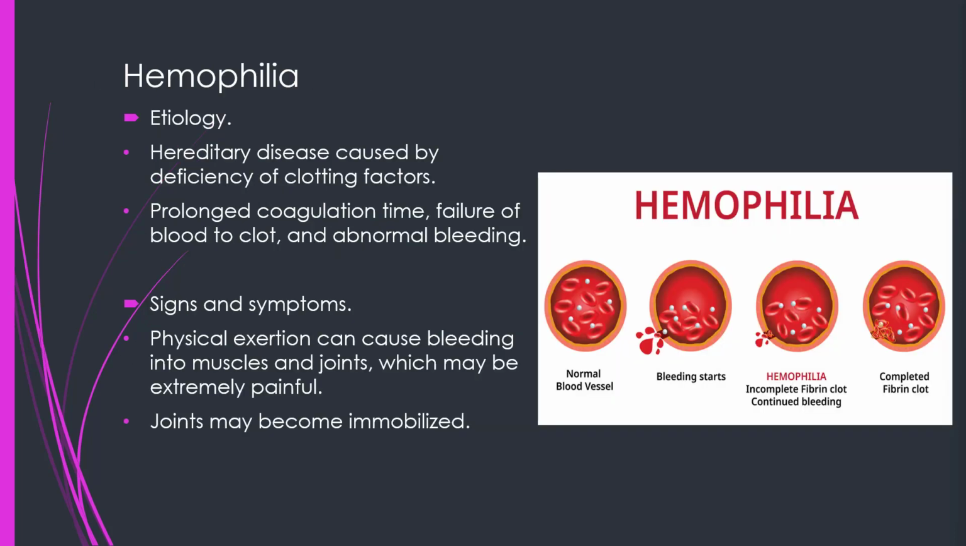Hemophilia. This is a hereditary disease caused by deficiency of clotting factors. This can result in prolonged coagulation time, failure of the blood to clot, and abnormal bleeding. Signs and symptoms include that physical exertion can cause bleeding into muscles and joints, which then can become extremely painful. Joints may become immobilized with the amount of blood. This can be a deadly condition, so individuals should be immediately referred to an emergency care facility.